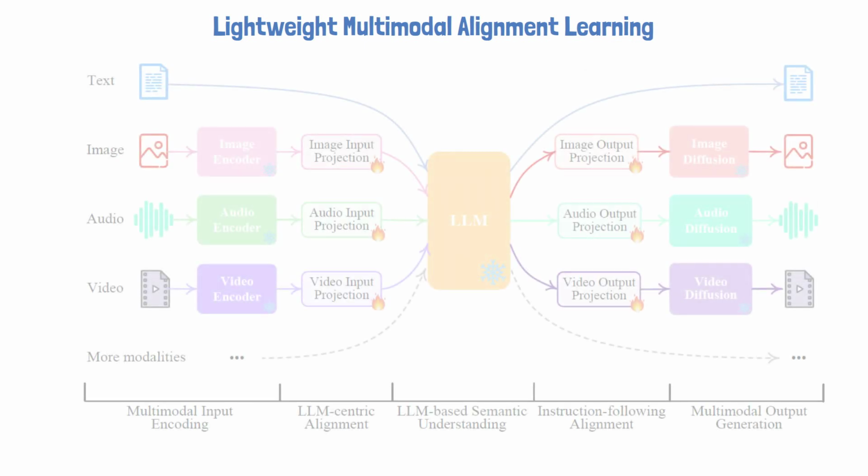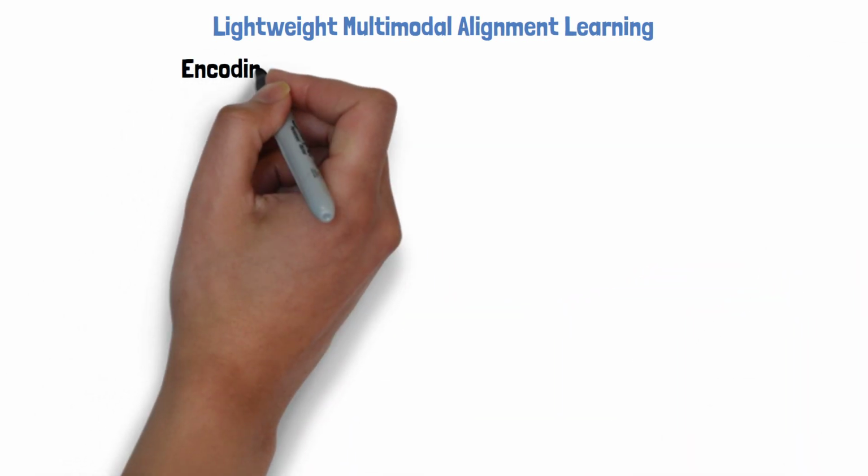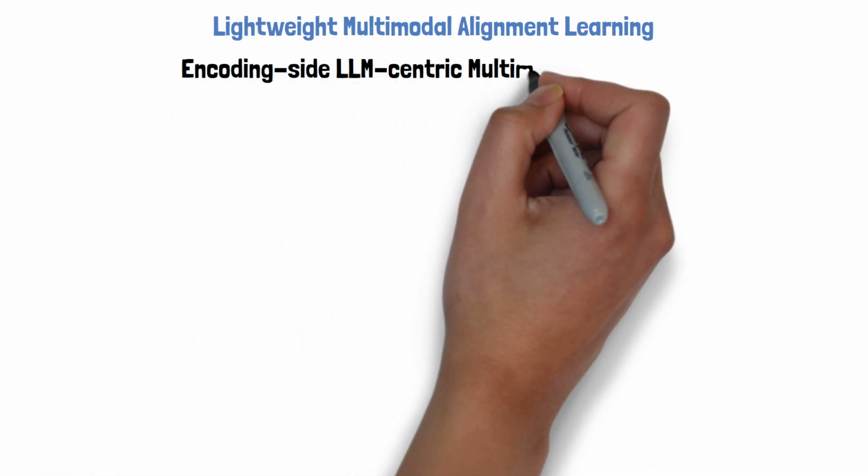Let's now dive deeper into how the NExT-GPT system is trained, starting with lightweight multimodal alignment learning. Earlier we've reviewed the architecture which we see here, and now we are going to focus on how the input and output projection models are trained, also referred to as the LLM-centric alignment and the instruction following alignment steps. We start with the encoding side LLM-centric multimodal alignment step.